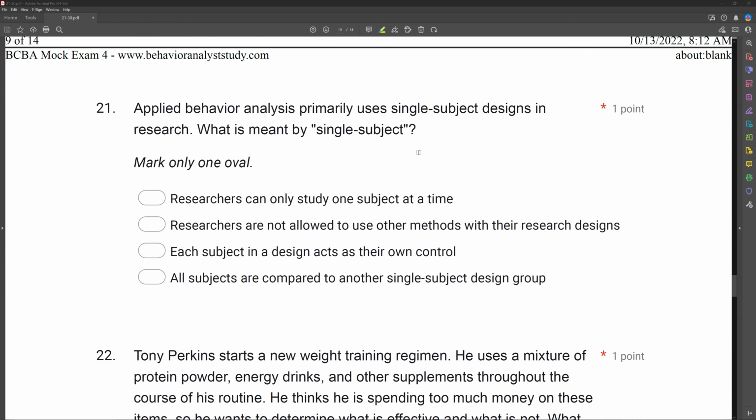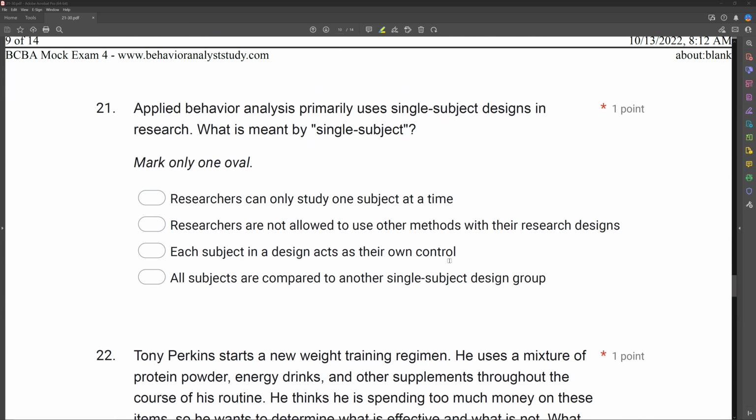What do we really mean by single subject? What is the overall idea of a single subject design? A, researchers can only study one subject at a time. Well, that's just not true. Just like we said, if we have a multiple baseline design, okay, we can look at multiple participants all at once. B, researchers are not allowed to use other methods with their research designs. Again, not true. You can use mixed methods with a single subject design. That's not what we mean when we say single subject.